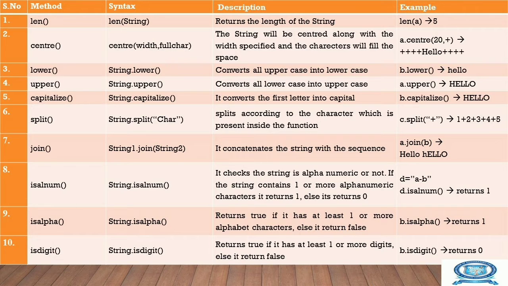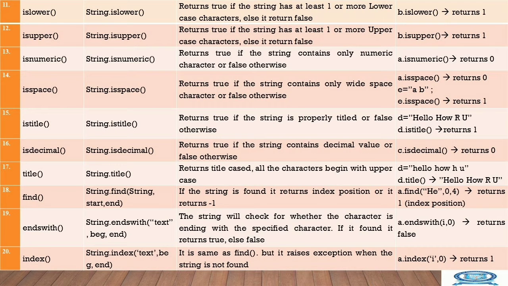Okay. Split. Split means string.split, and inside we give some characters. It splits according to the character present inside the function. How does it split? C.split is applied to 1+2+3+4+5, which is split using the plus sign into 1, 2, 3, 4, 5. Join concatenates the string with the sequence. So, string1.join(string2). Already we have string 1 as A, HELLO, and B as small hello. It concatenates the string with the sequence.